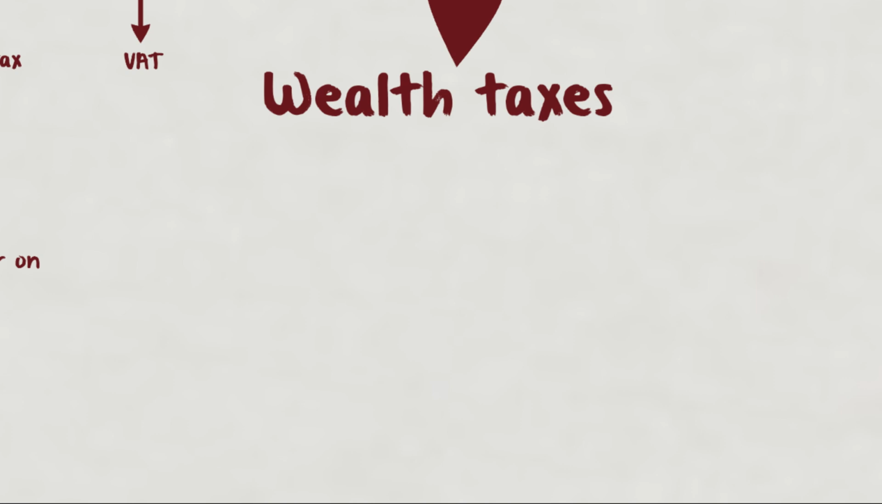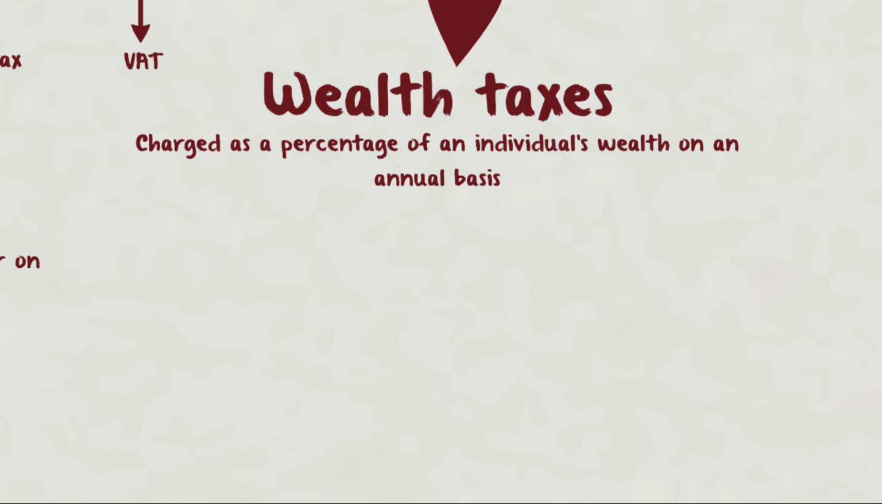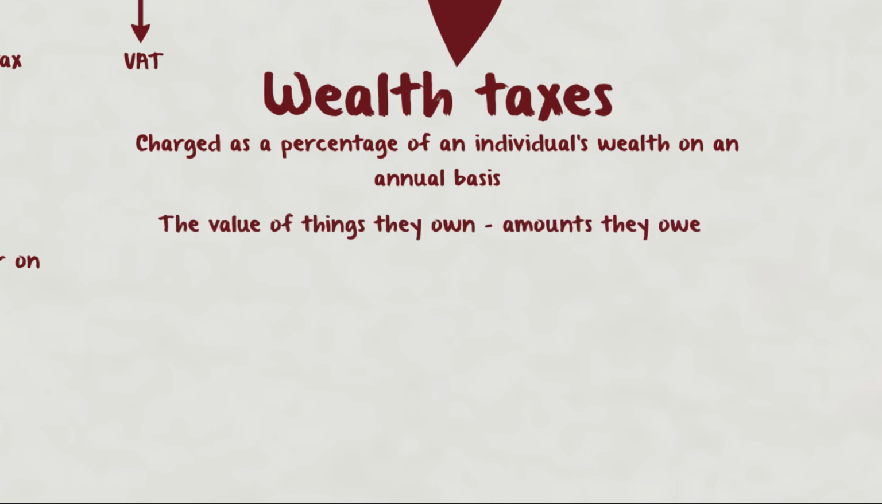Finally, let's move on to looking at wealth taxes. Now, wealth taxes are charged as a percentage of the individual's wealth, and this is done on an annual basis. Just before we go any further on this, I'm just going to give a quick explanation of what we mean by wealth, because it seems like one of those words that we understand what it means. But to give a formal definition, when we say wealth, we mean the value of things that they own less the amounts they owe. So a wealth tax is a tax charged on the percentage of this.